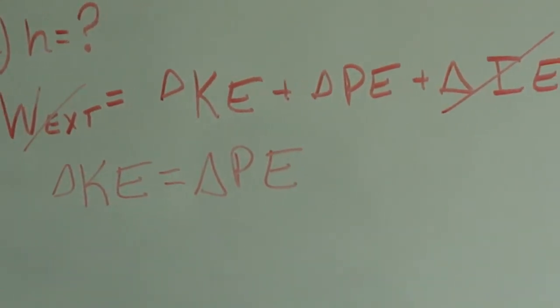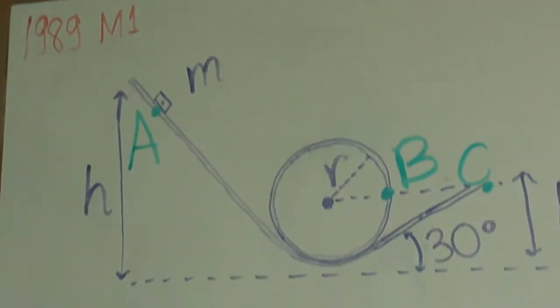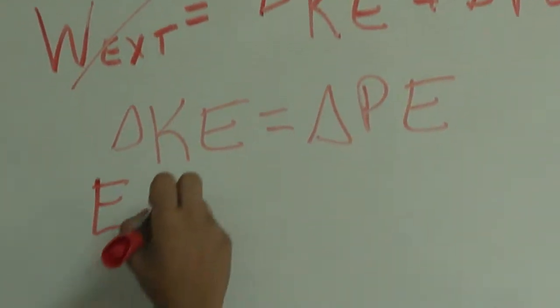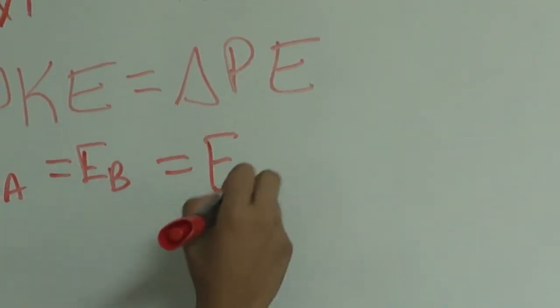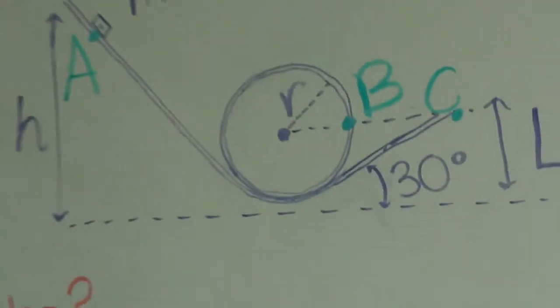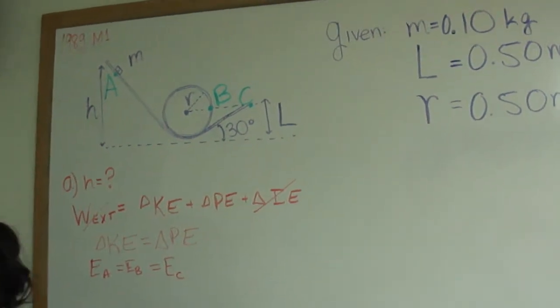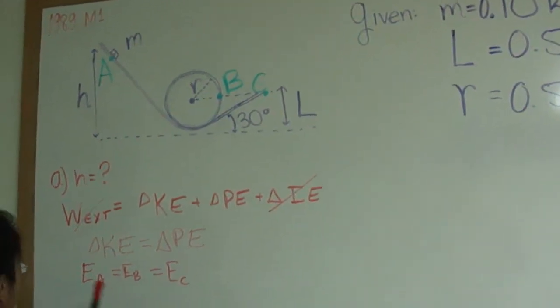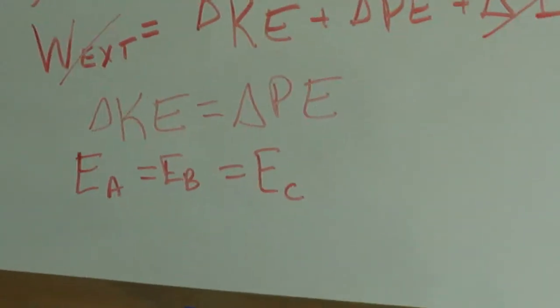With this, we can see that throughout its trip, the block will have constant energy. So the energy at point A equals the energy at point B, which equals the energy at point C, which will equal the energy at practically any other point. So for now, we'll focus on energy at A and C in order to get the height.